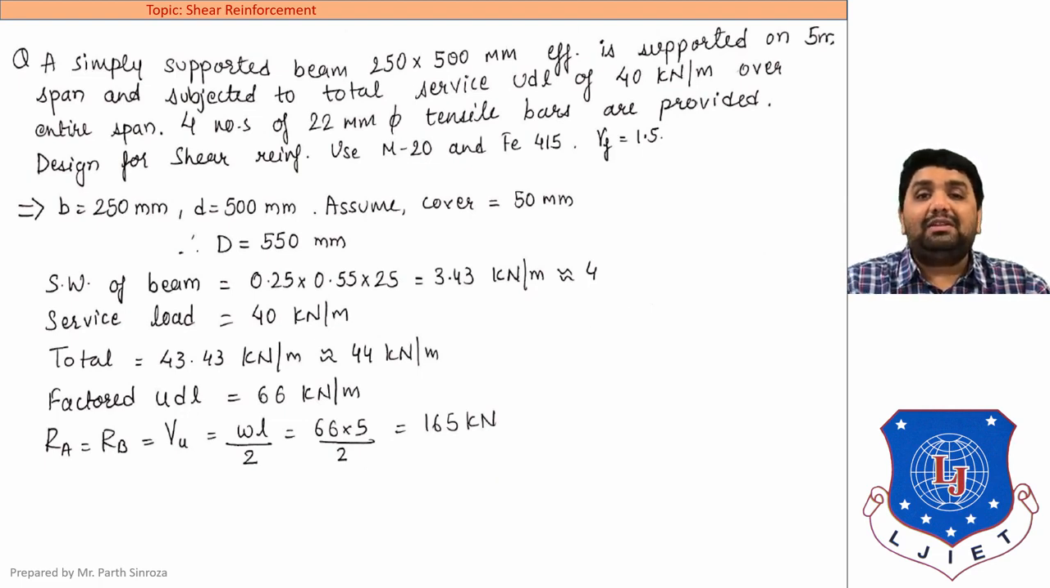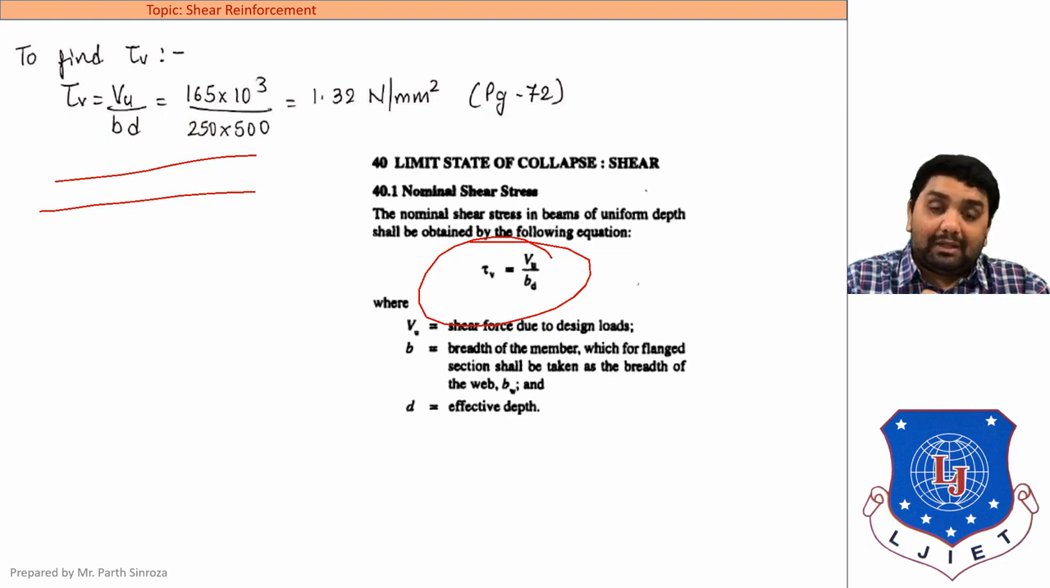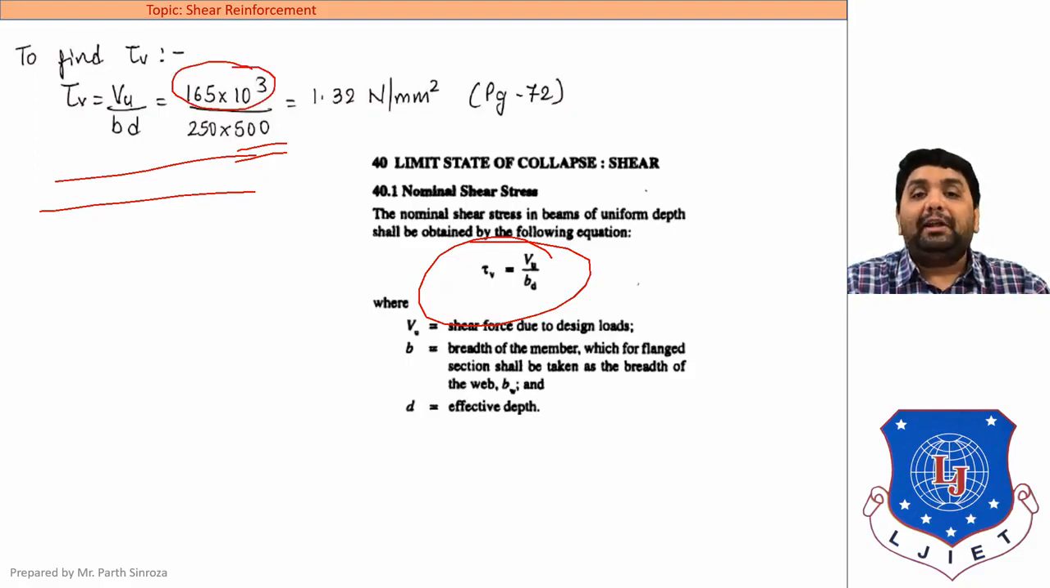So now we'll be starting with the steps that we have discussed. The first step will be to find tau v. Tau v can be obtained by this equation, again from page number 72, that we have discussed earlier. Tau v equal to Vu by bd. Again keep in mind the numerator portion is in kilonewton and bd in mm, so we need to convert this portion into Newton. So don't forget to multiply by its power, that is 10 raised to 3. We get an answer tau v equal to 1.32 Newton per mm square. That is our nominal shear stress will be equal to 1.32 Newton per mm square.